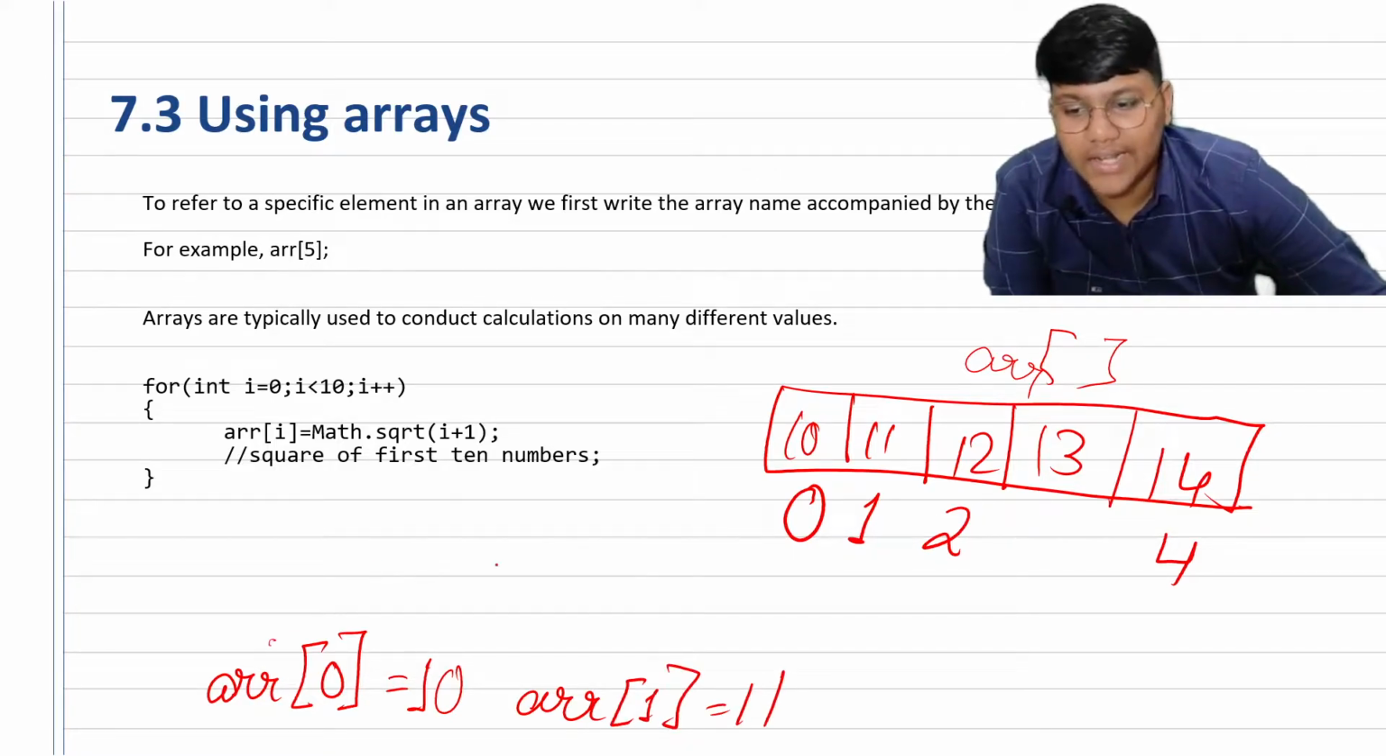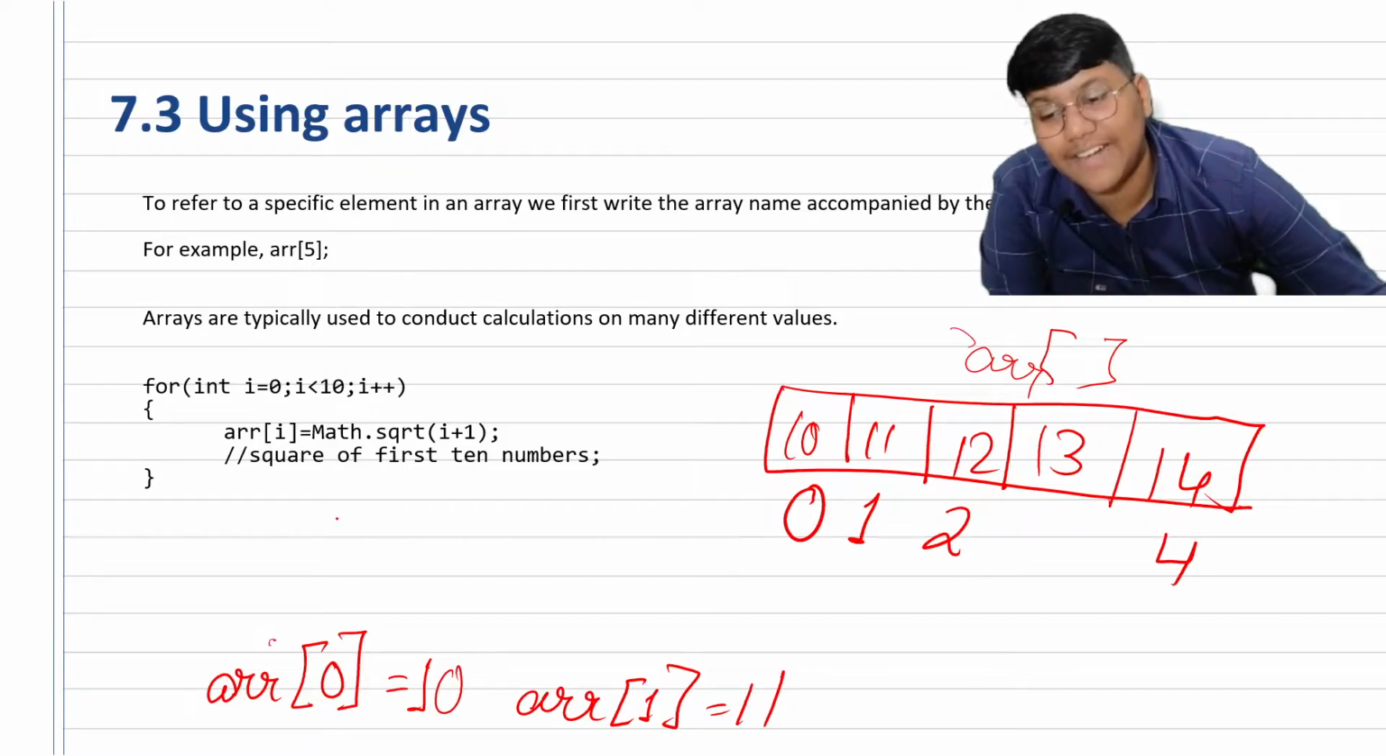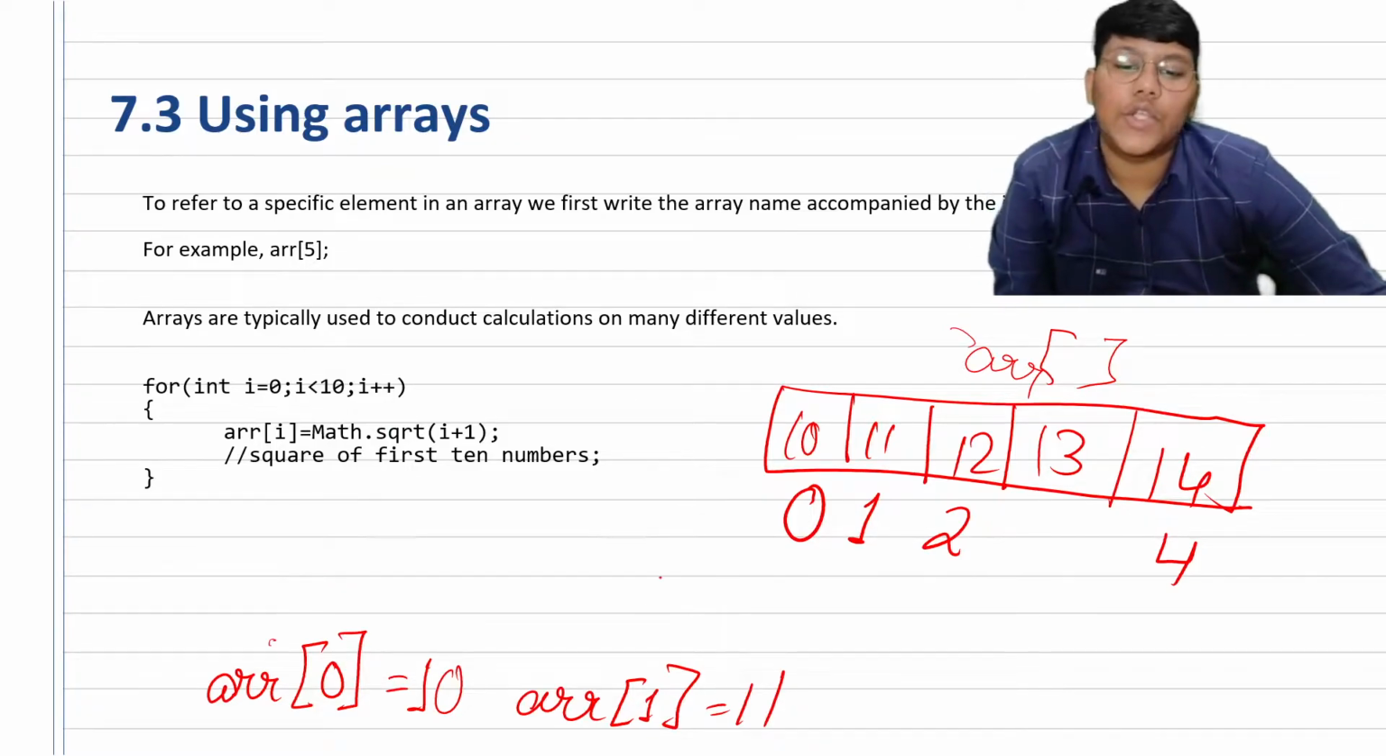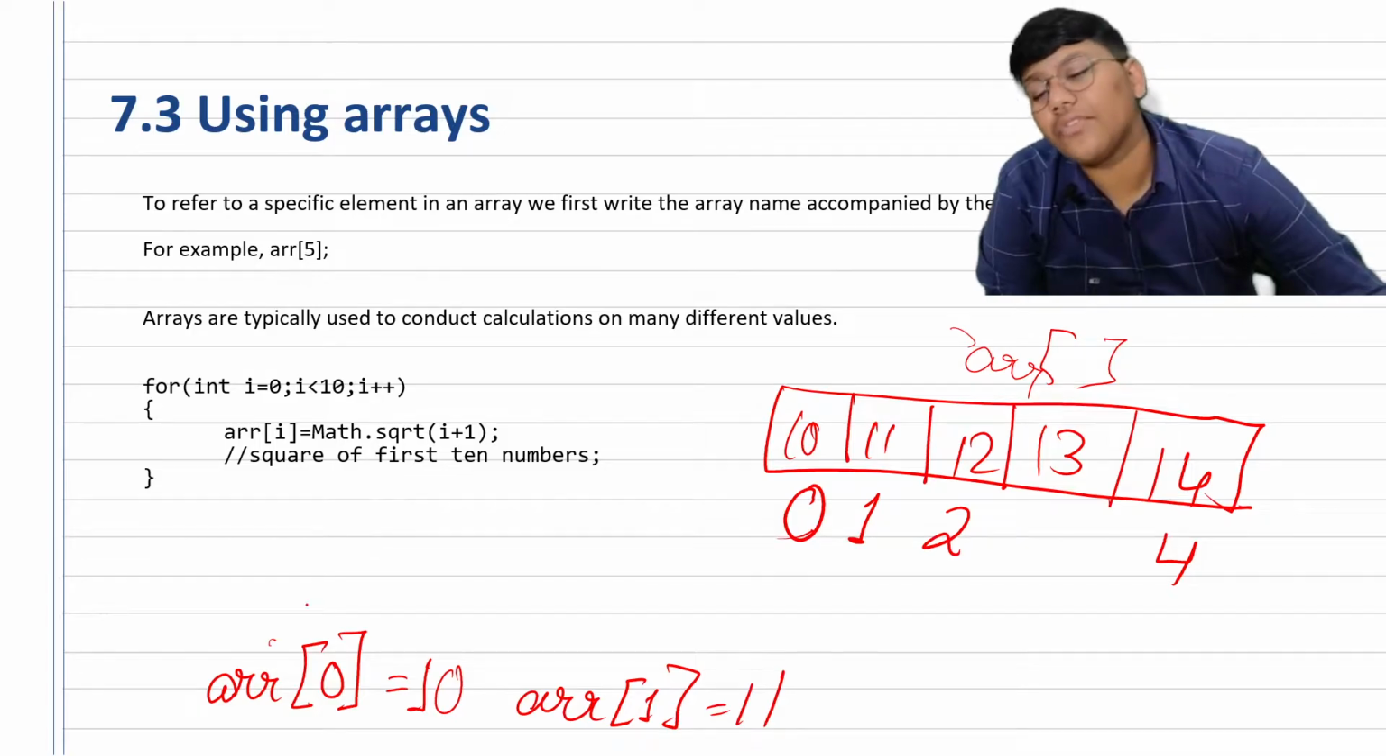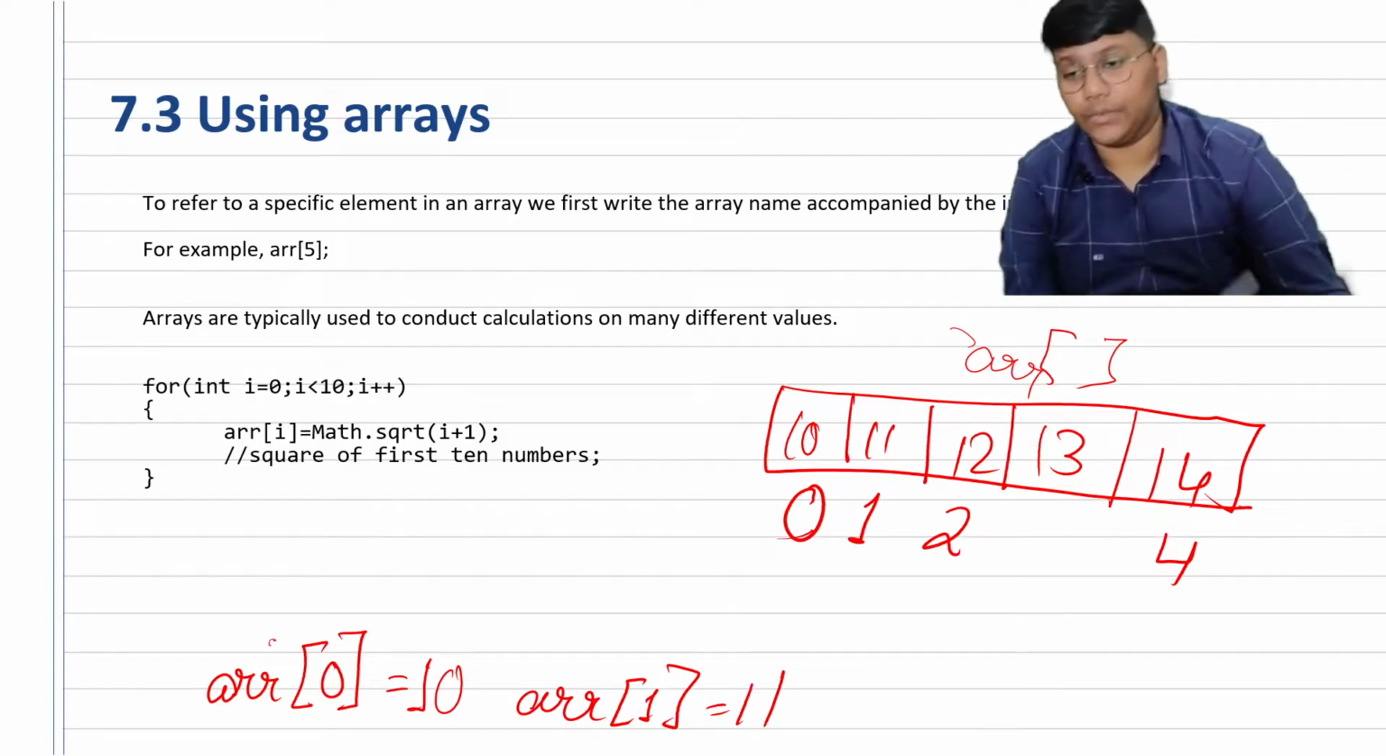Why? Because ARR is the array. First it will refer to the array, then it will check what memory space you have to access. So it will return the value of the first index, that is 0.